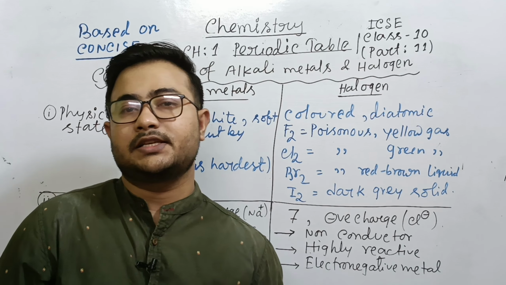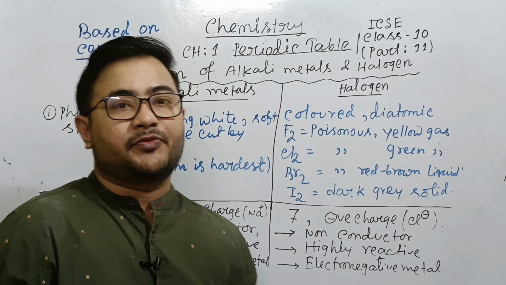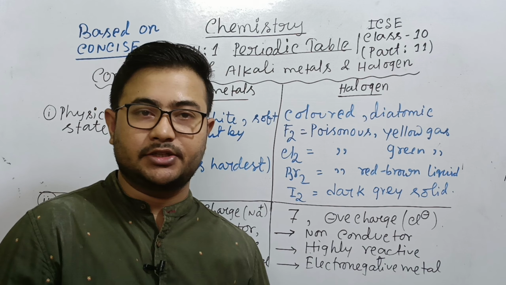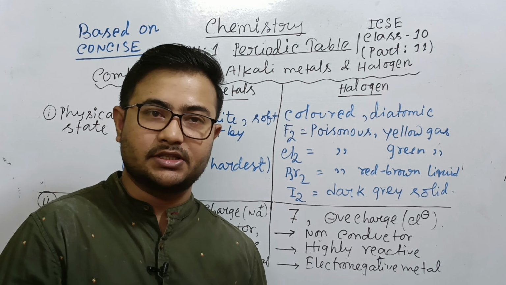Class 10 ICSE students, listen carefully. Alkali metals are the most active metals in the periodic table. But do you know they are more similar to the halogens?